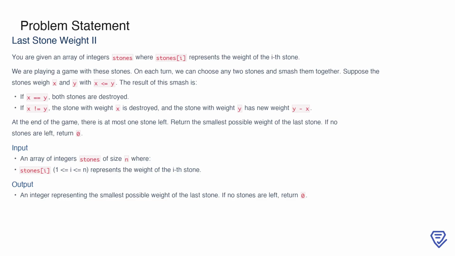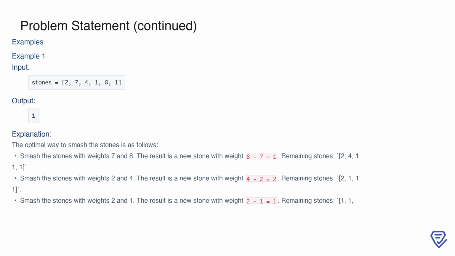The goal is to determine the smallest possible weight of the last stone left, or return 0 if all stones are destroyed. The input is an array stones where each element represents the weight of a stone, and the output is an integer representing this smallest possible weight. Now, let's look at an example to understand the problem better.